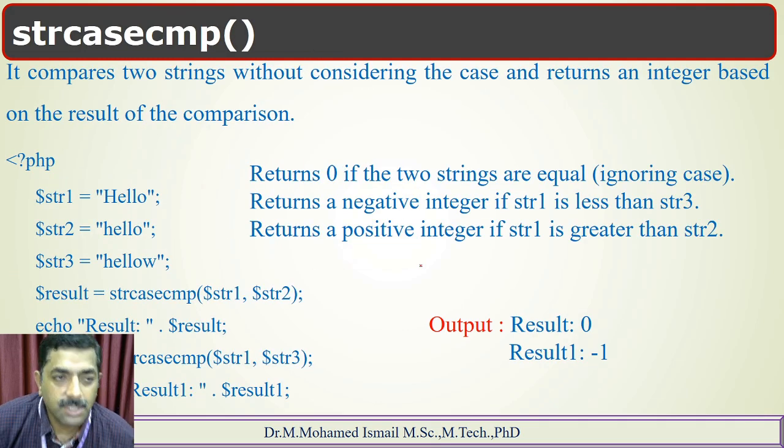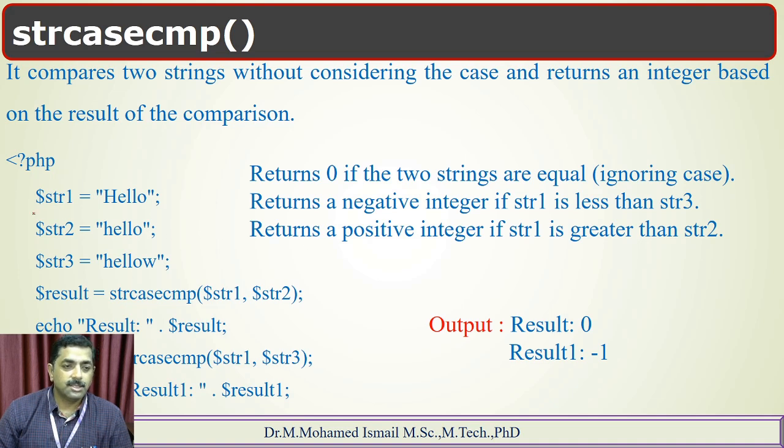String case comparison compares 2 strings without considering the case, that is, case insensitive, and returns an integer based on the result of the comparison. It returns 0 if the 2 strings are equal, returns a negative number if string 1 is less than string 2, and returns a positive number if it is greater than string 2.